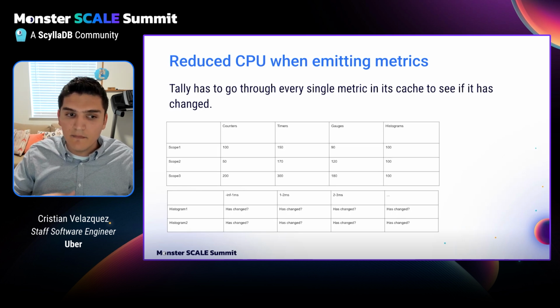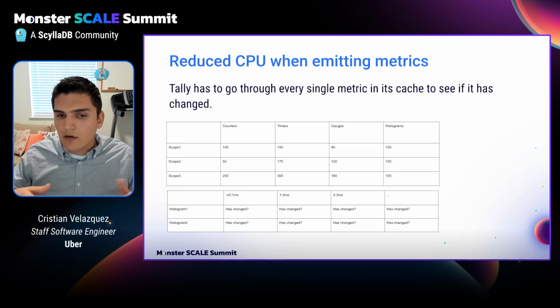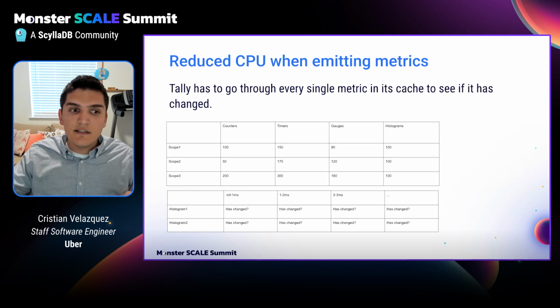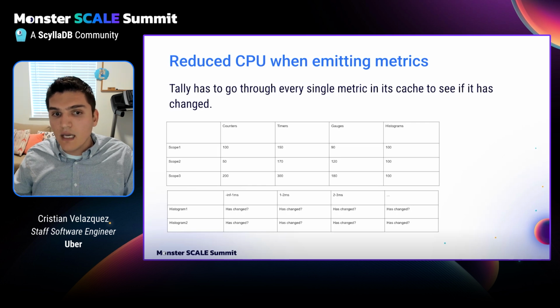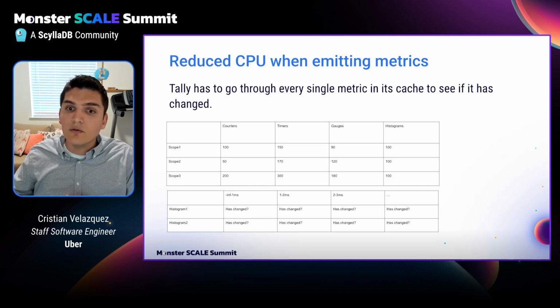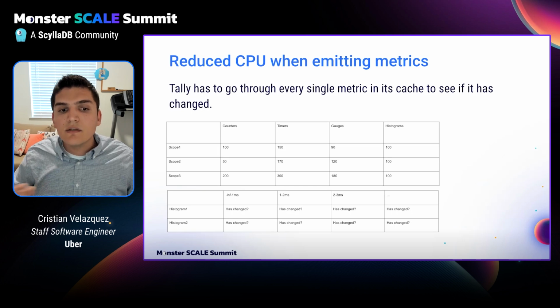In this case, it's the bucket information. Okay, this is going to be from minus infinity to 1 millisecond, then 1 millisecond to 2 milliseconds, and so on. So in this case, what Tally does is, okay, first it needs to go to scope 1 and check every single counter, check if the atomic variable has changed, then go to the timers, then go to the gauges, and finally go to the histogram, but then go to every single bucket in that histogram. So obviously, this iteration can be quite expensive.